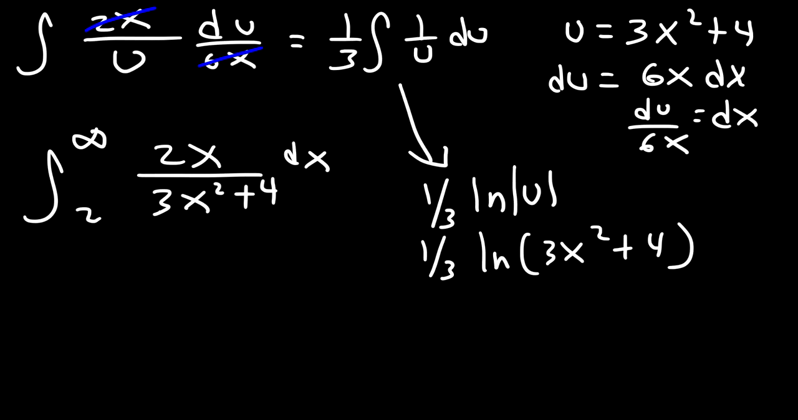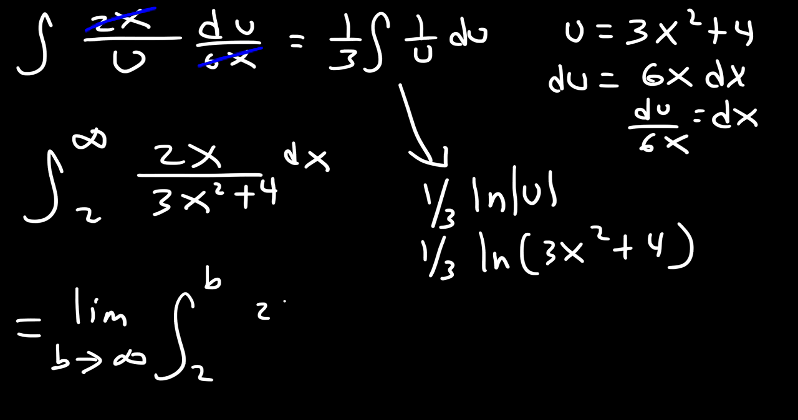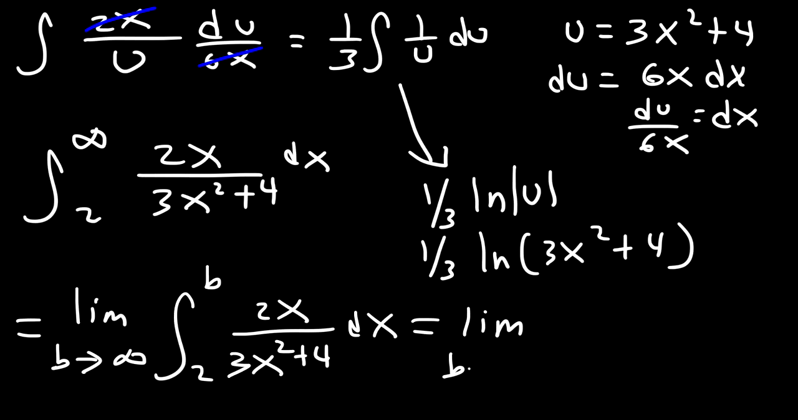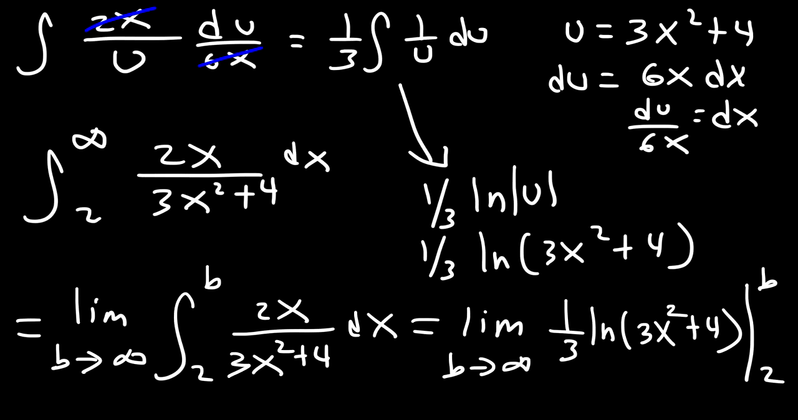So now we're going to make this integral equal to the limit as b approaches infinity of the integral from 2 to b of 2x over 3x squared plus 4 dx. And so that's going to be the limit as b approaches infinity. And so we're going to get 1/3 natural log 3x squared plus 4 evaluated from 2 to b. So we no longer need the absolute value expression because 3x squared plus 4 is always positive.